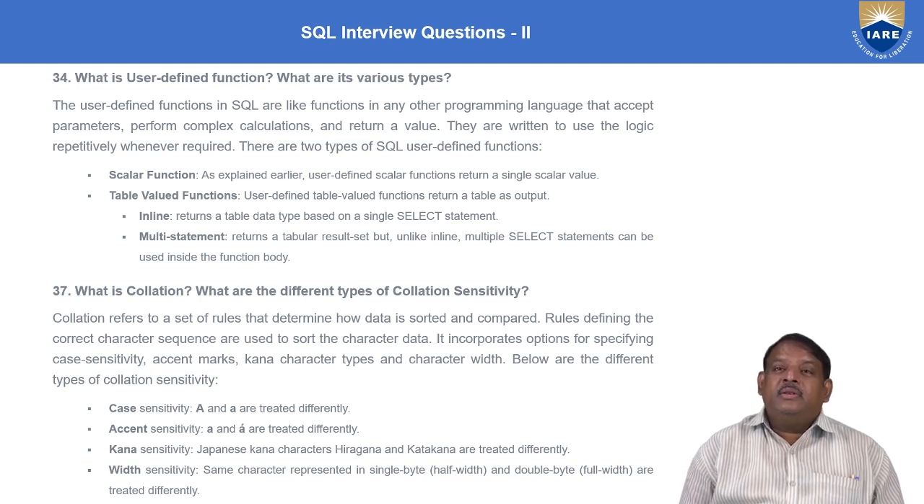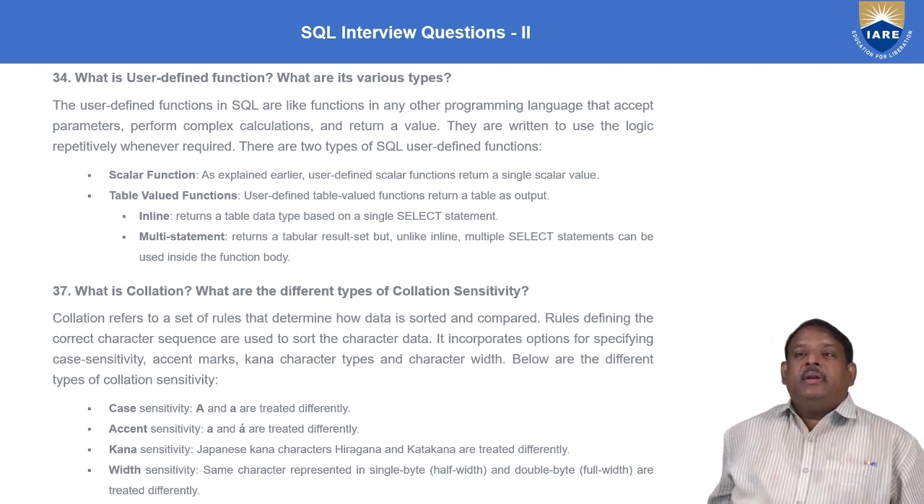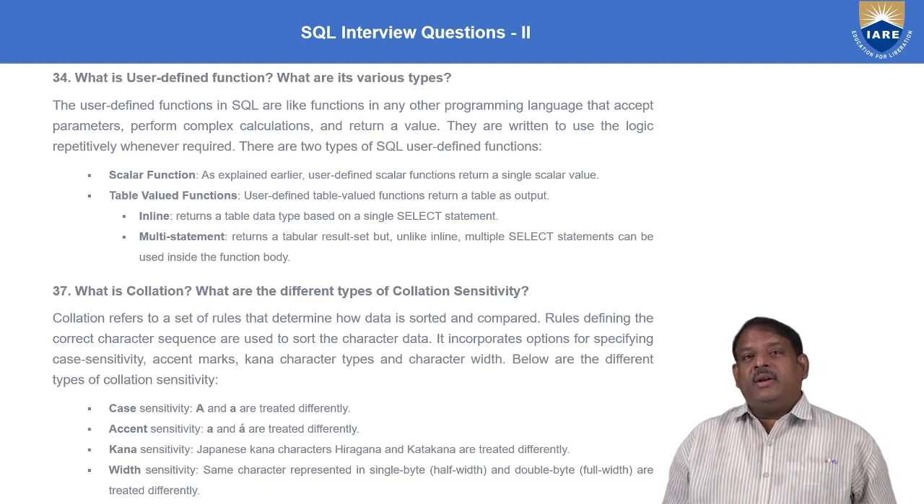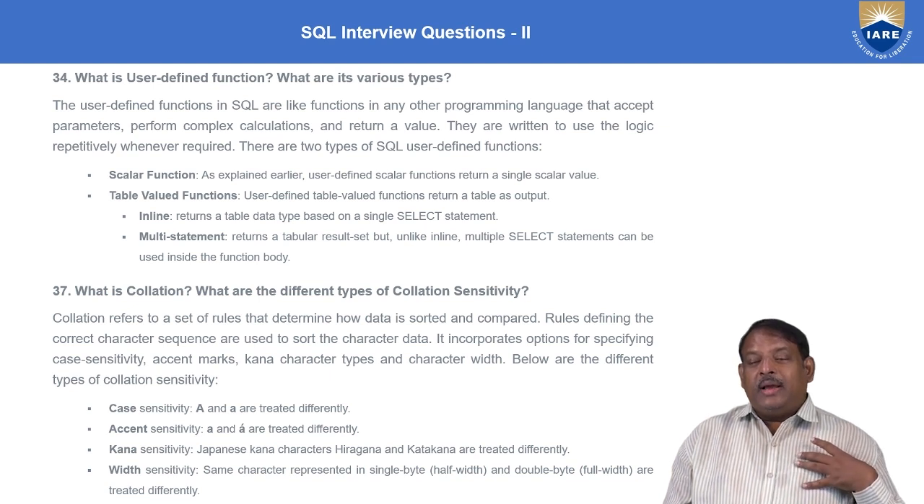Again, the functions are of two types: scalar functions and table valued functions. The scalar function is going to return you a single scalar value, whereas the table valued function will return you a table as output. Select star from EMP is going to give a result set. In the same way, your function might return a table. That table will contain data.